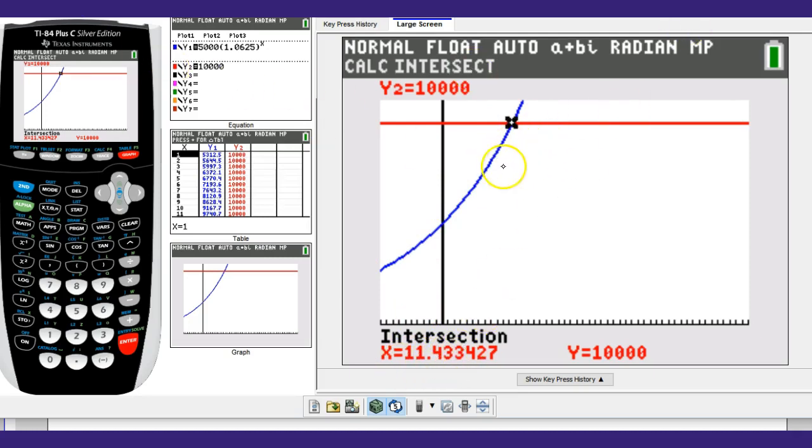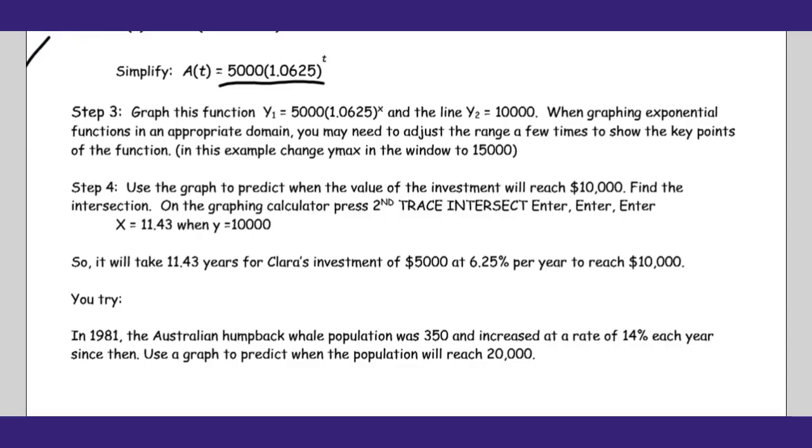So back to our question. I know we went through a lot right here. We kind of got off track, trying to learn how to adjust a window. But it's for your benefit, okay? So now let's go back to the actual graph. So you saw it say 11.43. Well, that's what they got right here, 11.43 years.